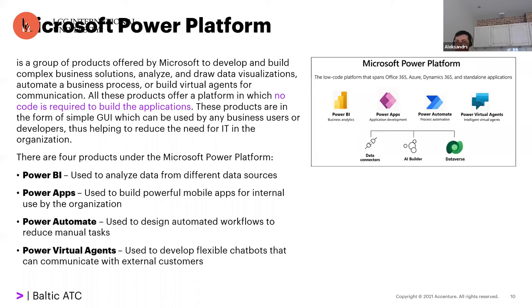Power Automate, on the other hand, is used to design automated workflows. Use cases are, for example, if you need, based on a certain action, to do some other action. So, for example, if you create a new entry in a SharePoint list, you may want an email to be sent to a certain email address. Then you could create a Power Automate flow which would basically do this action. So whenever you create a certain entry in a SharePoint list, there will be an email sent to an email address which you define. There are, of course, many other functions which Power Automate is capable of doing. So this is just an example.